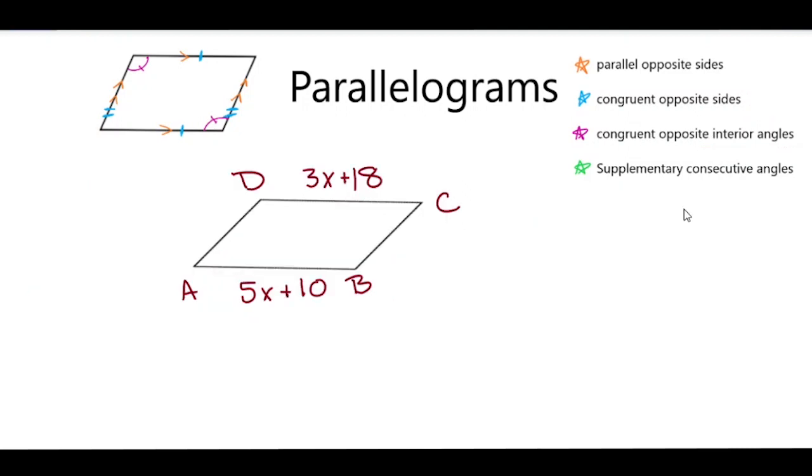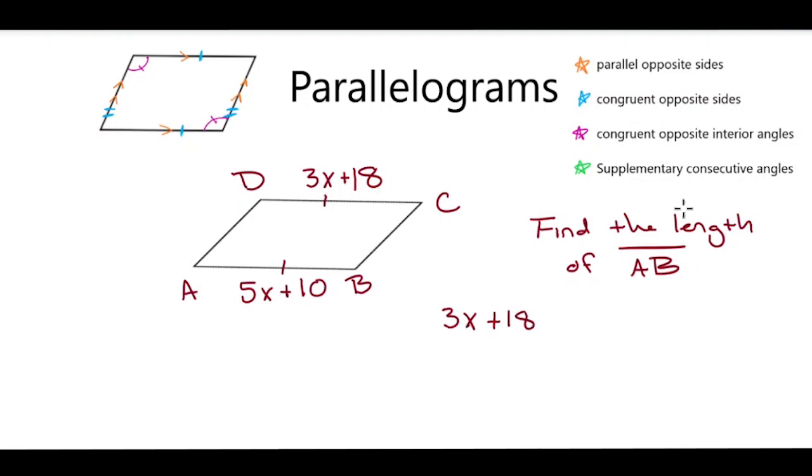So let's find the length of line segment AB. All right? Well, if I tell you that we have a parallelogram here, I know that DC and AB are congruent. So that means that they have the same length. So what I can do is I can set 3x plus 18 equal to 5x plus 10.